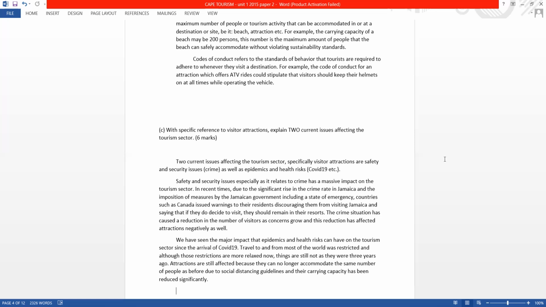And moving on to the next issue that we said was epidemics and health risks. For example, COVID-19, let's explain that now. So we have seen the major impact that epidemics and health risks can have on the tourism sector since the arrival of COVID-19. Travel to and from most of the world was restricted, and although those restrictions are more relaxed now, things are still not as they were 3 years ago. Attractions are still affected because they can no longer accommodate the same number of people as before due to social distancing guidelines, and their carrying capacity has been reduced significantly.